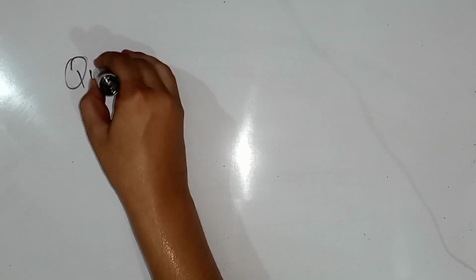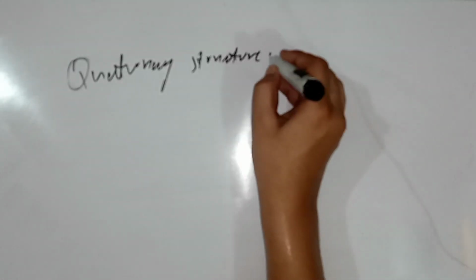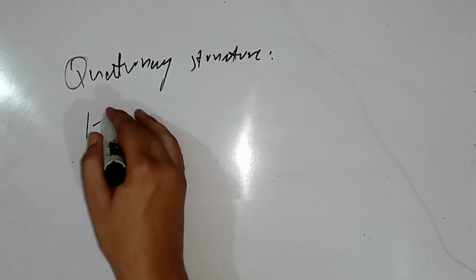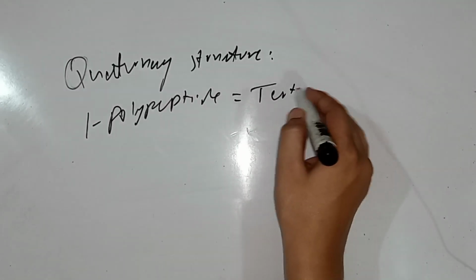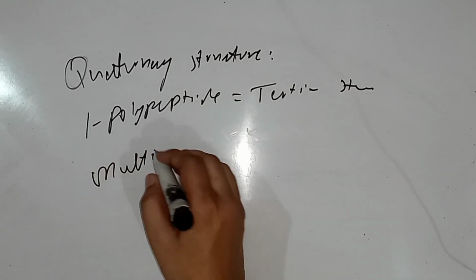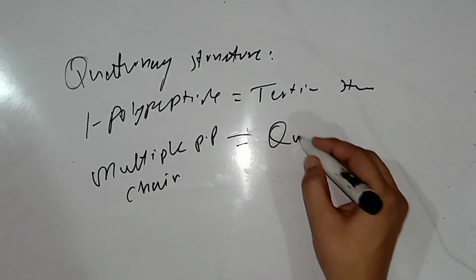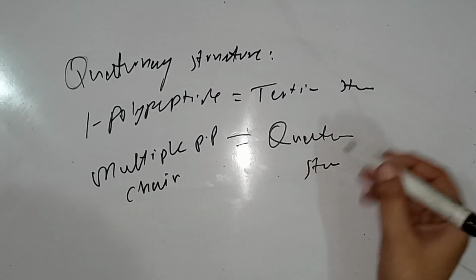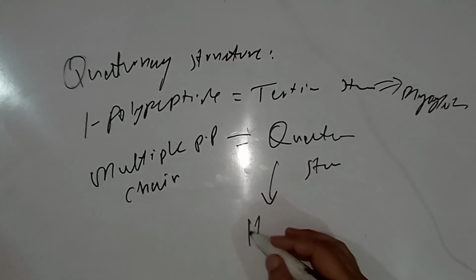Next we move on towards the quaternary structure of proteins. So what is quaternary structure? The tertiary structure of protein is assumed by one polypeptide chain. A protein having one polypeptide chain can go up to the tertiary structure. However, if a protein has multiple polypeptide chains, then this protein attains quaternary structure. For example, myoglobin attains tertiary structure, while quaternary structure is attained by hemoglobin.